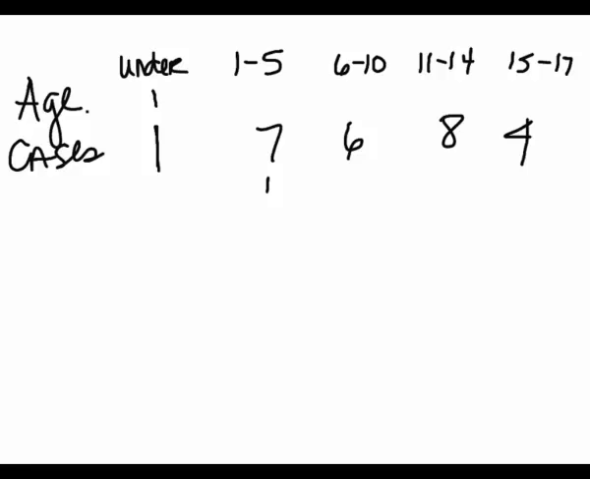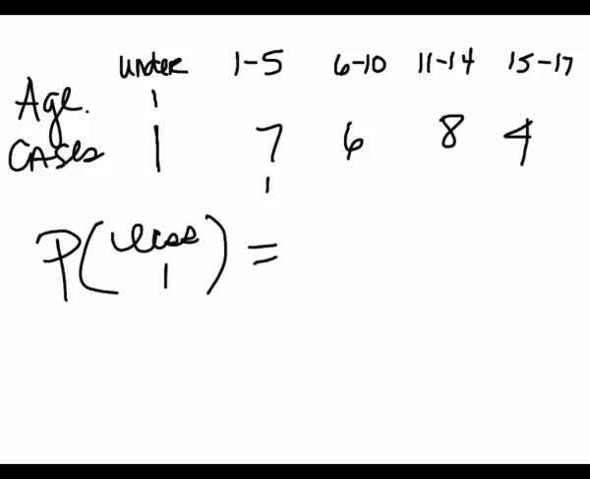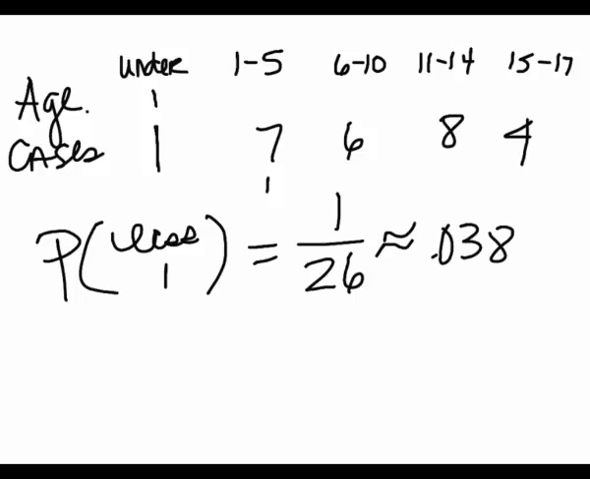Then I ask you, what's the probability of her next case being a child less than 1 year old? If you're basing it off the data, wouldn't it be 1 out of 26, because she has 26 cases total? I add them up, yeah, it's 26. 1 out of 26, which is approximately 0.038. And then if I were to ask you, is that unusual? Is it going to be unusual for her to get a child under 1 year old?